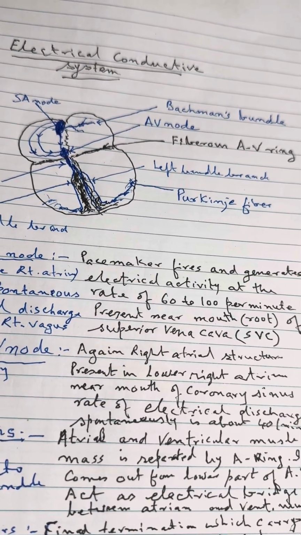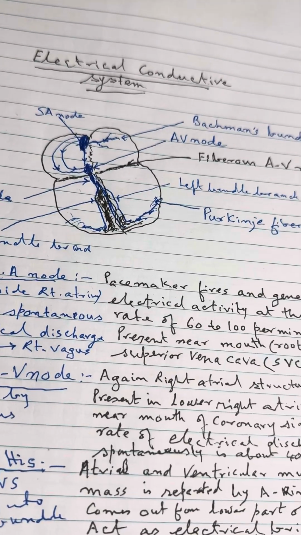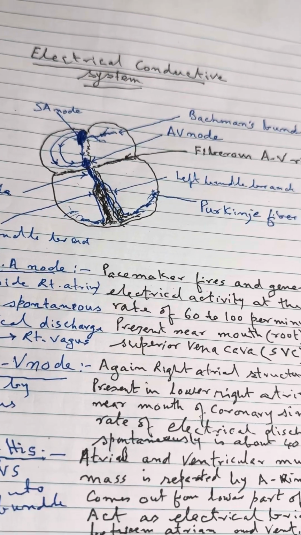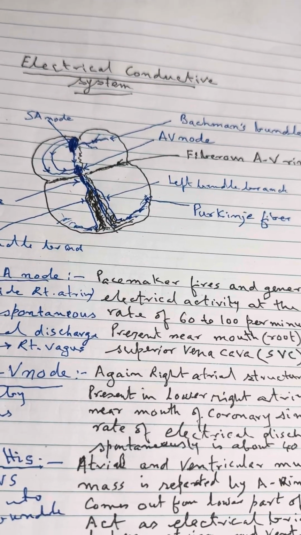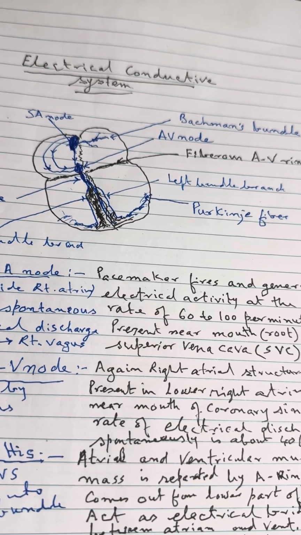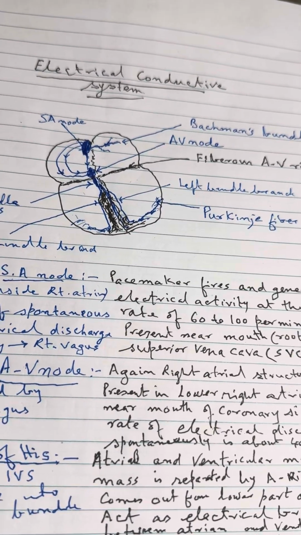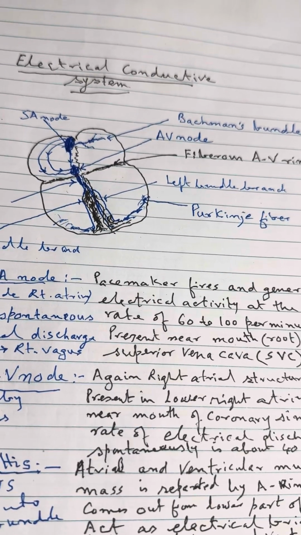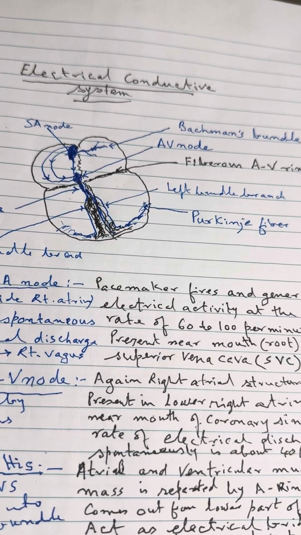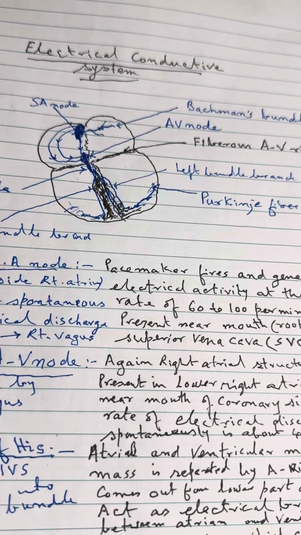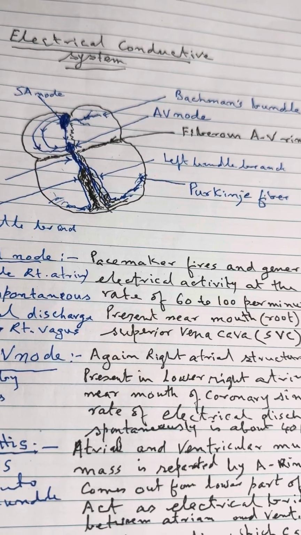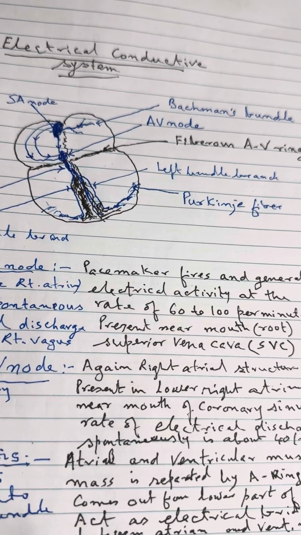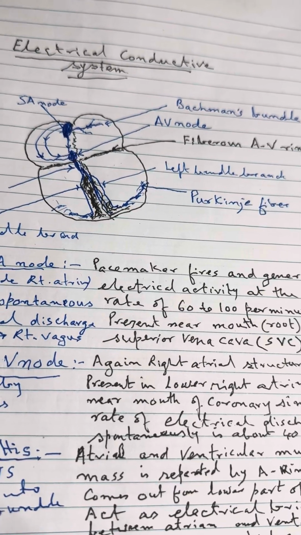40 per minute. Another very important point to be remembered, when the SA node is discharging impulse, the AV node will not discharge impulse. It will be under control of the SA node. So what is the use of the AV node? The use of the AV node is that it is an important junction. Then another thing is, supposing due to some disease condition the SA node is knocked out, then the AV node takes charge of spontaneous depolarization.